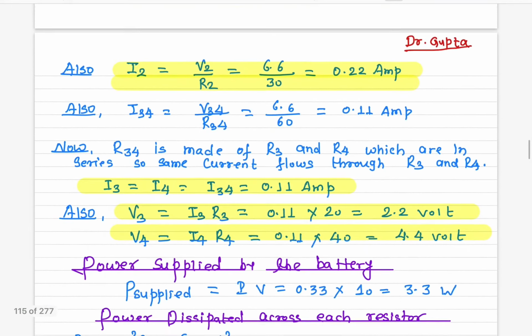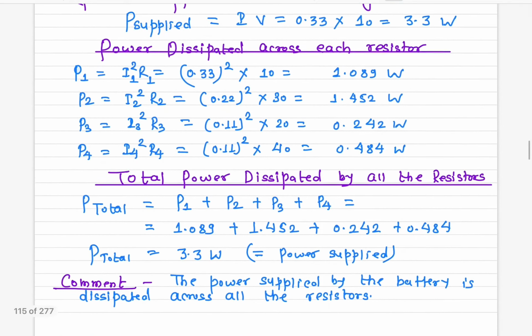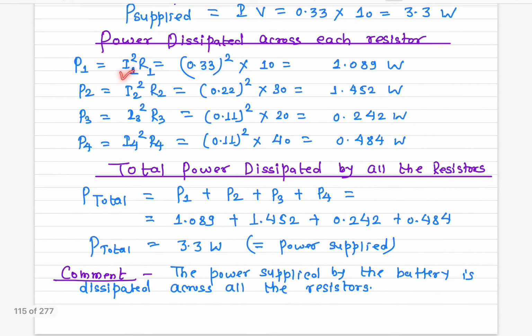Let's come back here. Power is equal to I1 squared times R1, where I1 is the current in R1. We know each value now, so if you plug in, we get this number here. The same way we can find the others, and if I add all these powers, we get 3.3 watt. This is exactly equal to the power supplied.